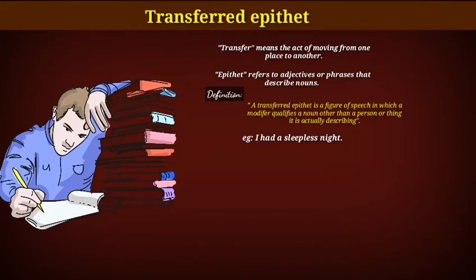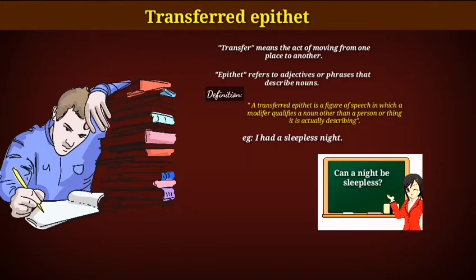Here, in this example, the epithet is sleepless. But let me ask you a question. Can a night be sleepless? No, not at all. Because a person can be sleepless at night, and not a night be sleepless. So here, I was sleepless, but this epithet sleepless is transferred from I to night. So it is transferred epithet.